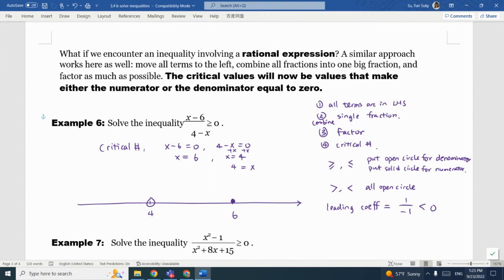Top or bottom? Bottom. Okay, and do you see the multiplicity of 6? 1, so we cross it. How about 4? 1. Yeah, so we cross it. Then this is minus, plus, minus. We are looking for what? Positive or negative? Positive. Can you tell me the interval? 4, parentheses, 6, brackets. Yes, very good.